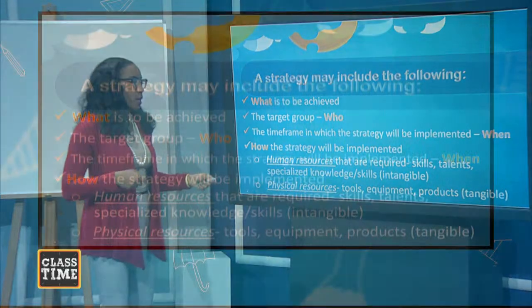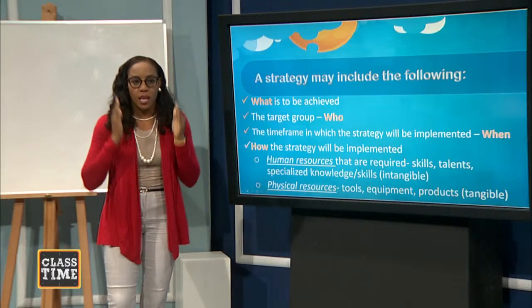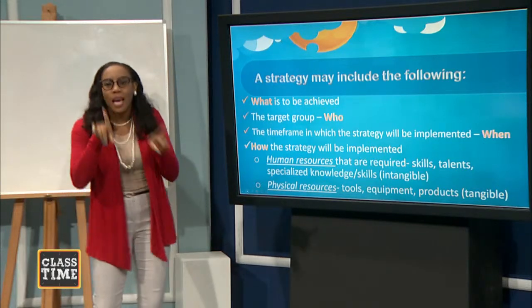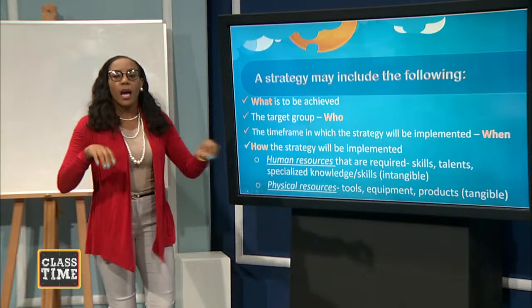The human resources that are required. So what are the basic skills, the talents, specialized knowledge that you will need? These are the intangible things, the things that you cannot touch. So when you're thinking about the how, that is important. Then you think about physical resources. What tools will you need? What equipment? What products? And we have in brackets there, tangible, the things that you can touch. So for your strategy to be effective, you must think about these things. And remember the three W's and the H. WWWH. So remember the what, the who, the when, and the how.